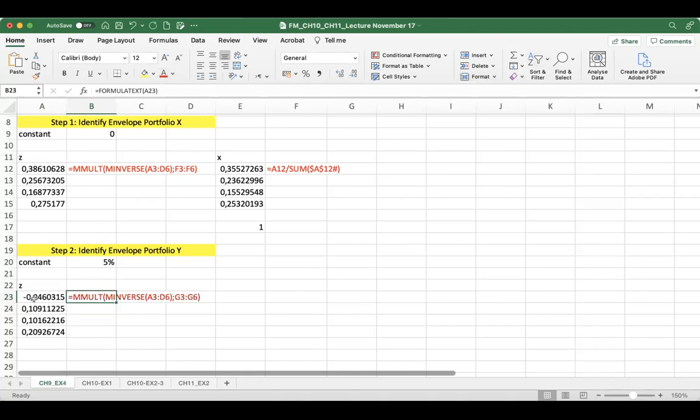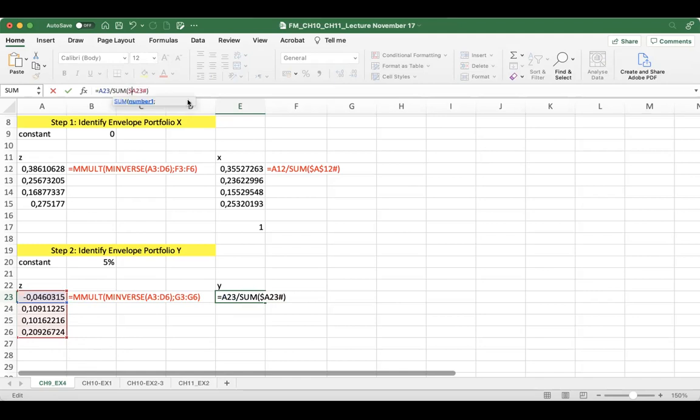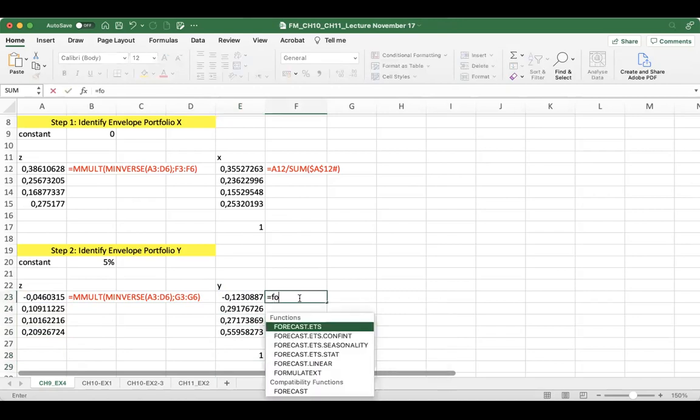See here we have a negative value of Z, which means we are short selling asset number 1. The proportion for vector Y is equal to the first Z divided by the sum of all the components of the Z vector. And as usual, we add the dollar sign here and then we scroll it down. And to check our results, we compute the sum of all the weights, equal to 1. So it should be okay. So this is a formula text.